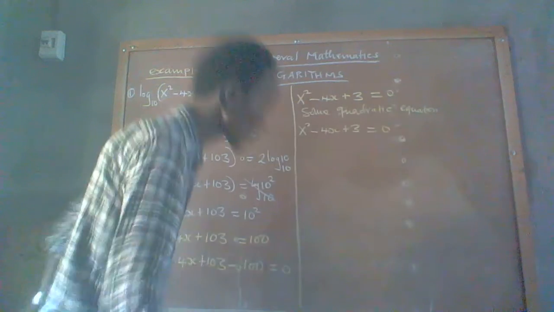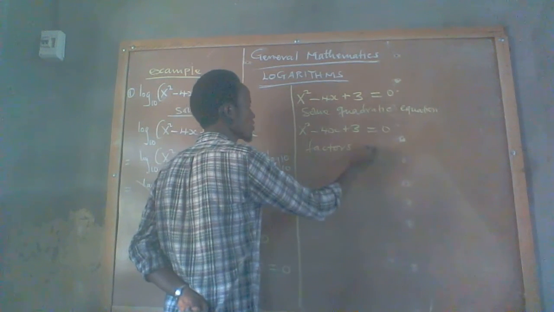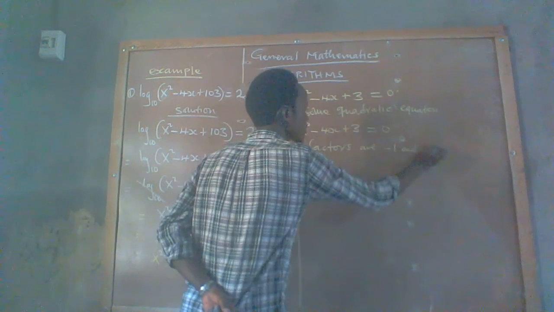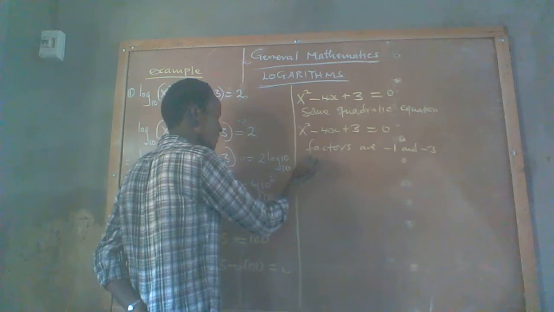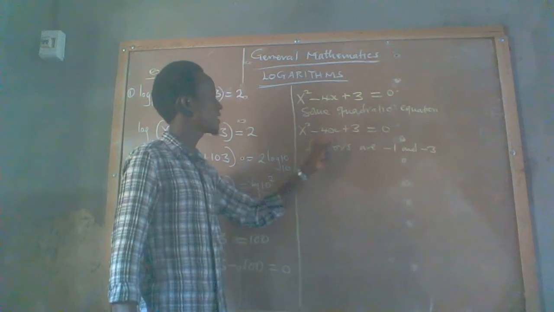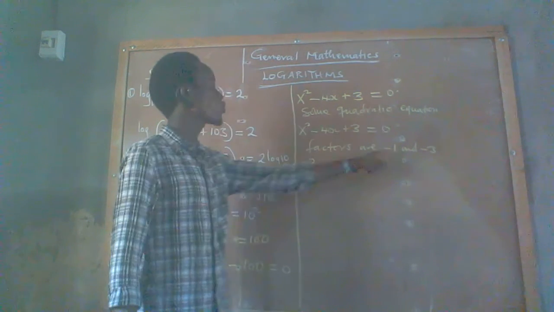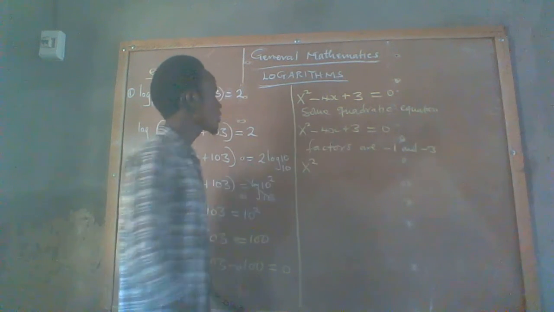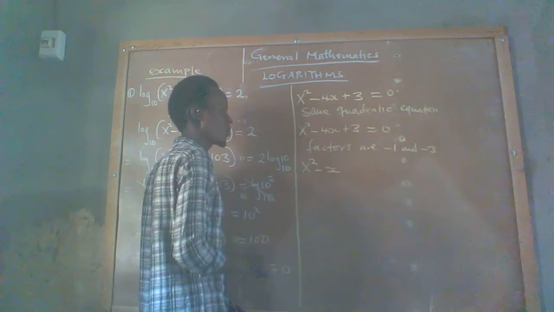Now we know the factors. Let's say the factors are minus 1 and minus 3. From this point, we say x square. Now we are going to consider these factors because we have already split this sum into minus 1 and minus 3. But we are not going to indicate this one as it is because this term has a coefficient. So therefore, instead of minus 1, it's going to be minus x.